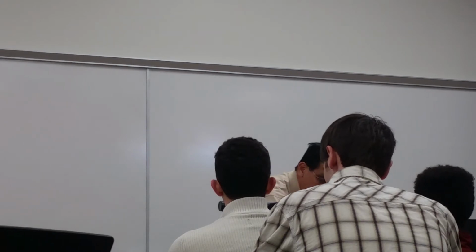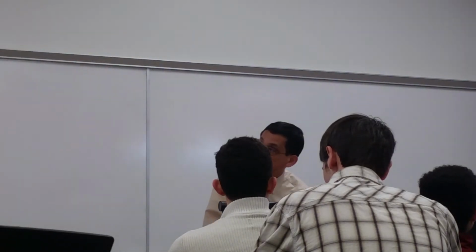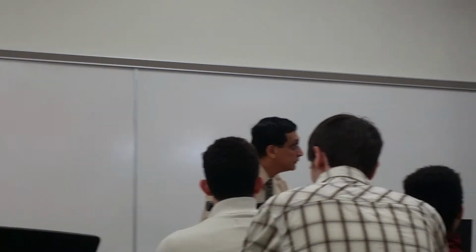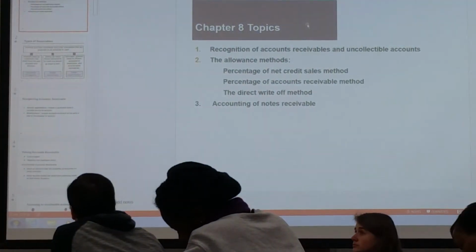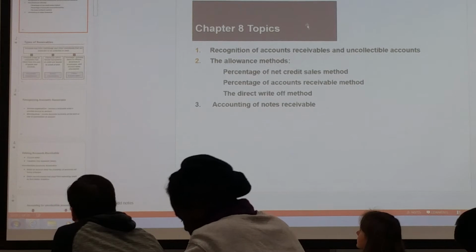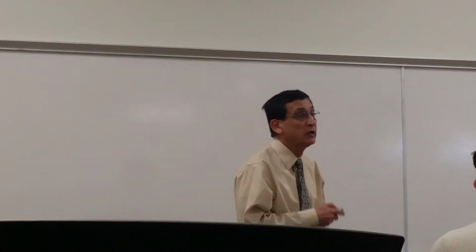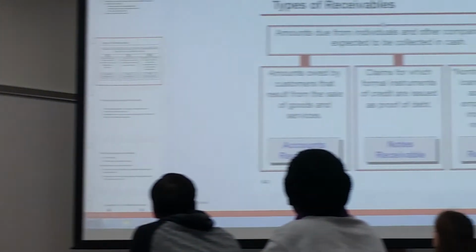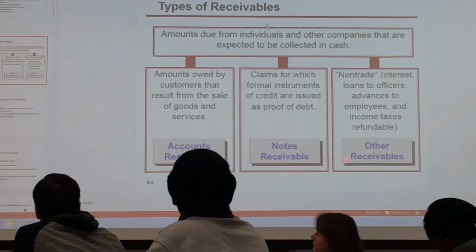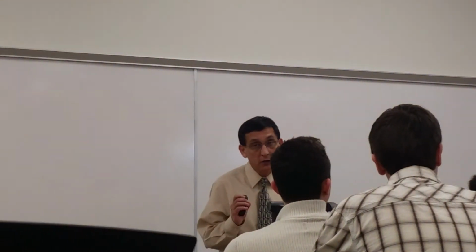I'm going to move on with the first few slides. You can go over the PowerPoint and some of the first few slides you can read and understand on your own. So I'm going to move on, okay? Basic understanding of the two methods, things of that sort. I'm not sure how much I'll go into notes receivable. If we have the time, I'll do so. But the heavy focus would be on the two allowance methods and a little bit on the direct write-off method.